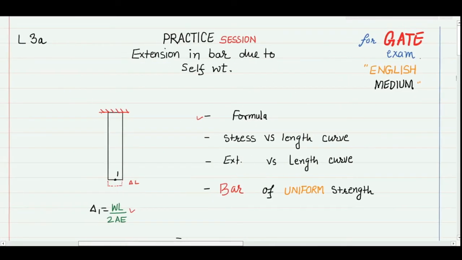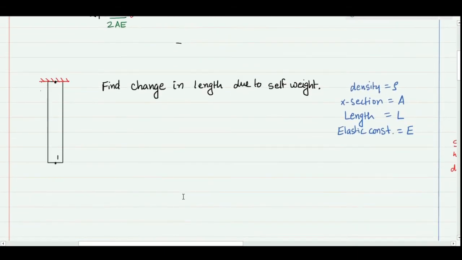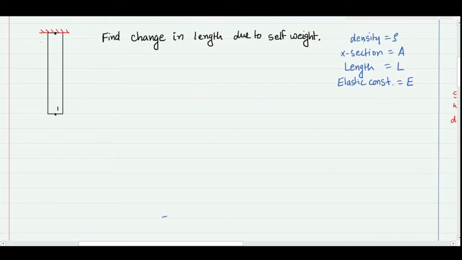So let's start our problem. We have a bar and we want to find the extension due to self weight. Here the density, cross section area, length and elastic constant of this bar are given, and I am interested to find the deformation of point 1 due to self weight. We must understand here that we are not applying any external force.